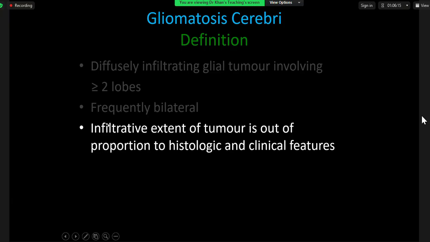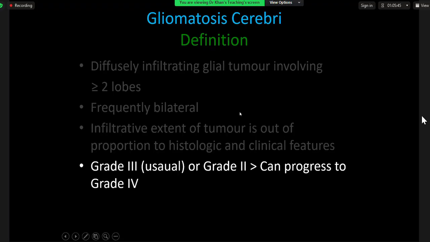Now, this is very interesting. Infiltrative extent of tumor is out of proportion to histological and clinical features. It is diffusely infiltrative, and the patient will not be all that bad as the lesion. Remember this: radiologically speaking, the case will not be all that bad looking, because of this pattern, it will be diffusely infiltrative. And usually it is grade 3, but it can be grade 2.